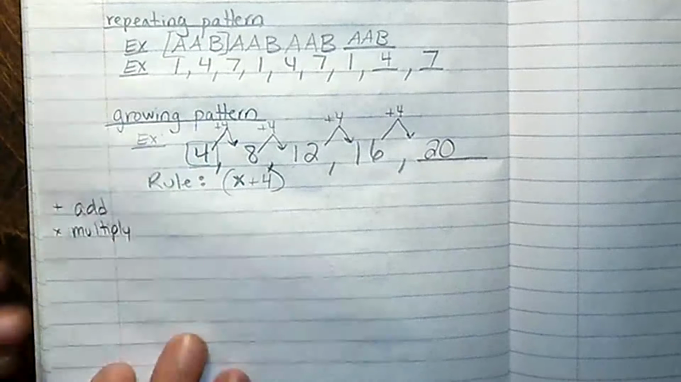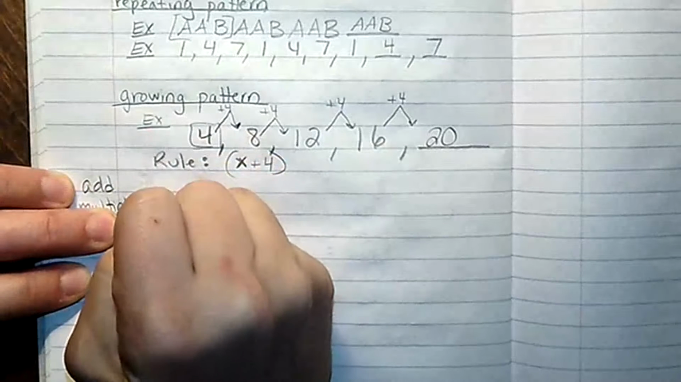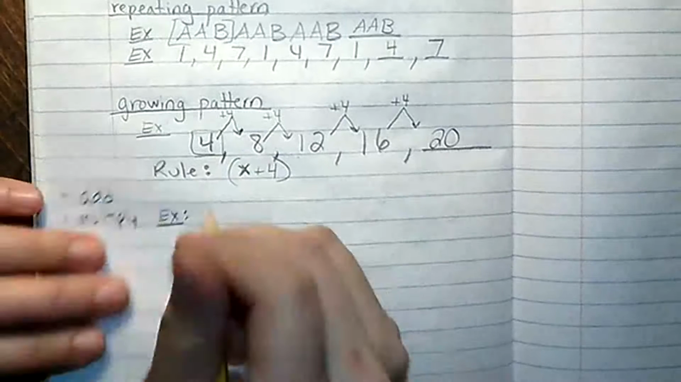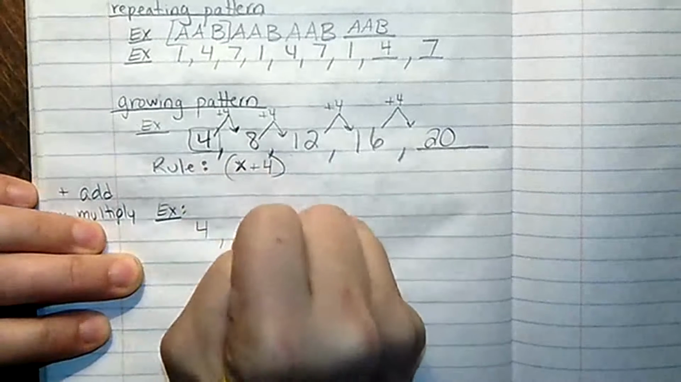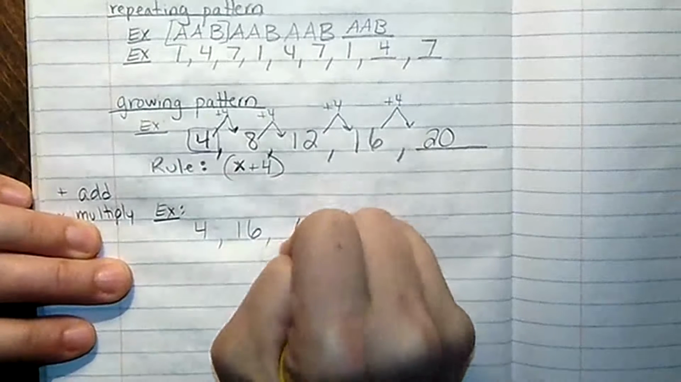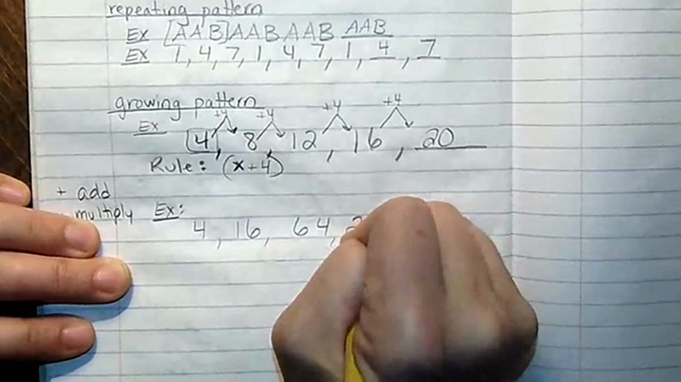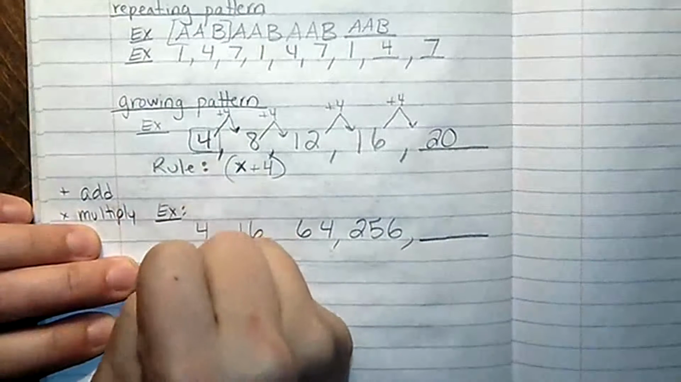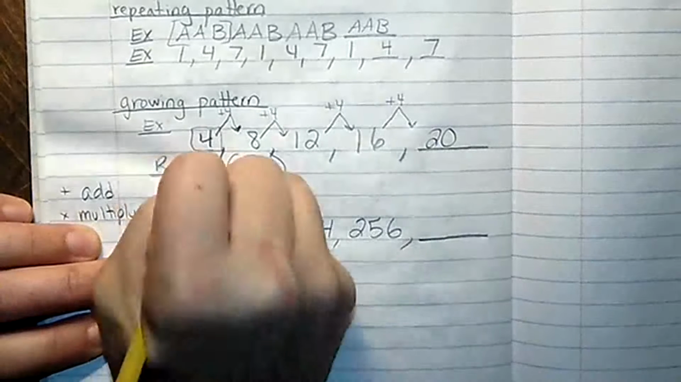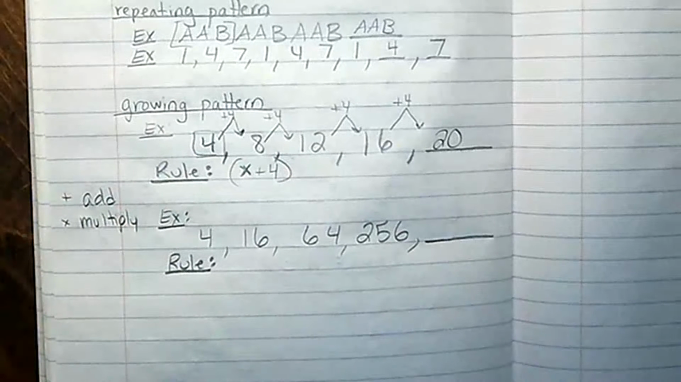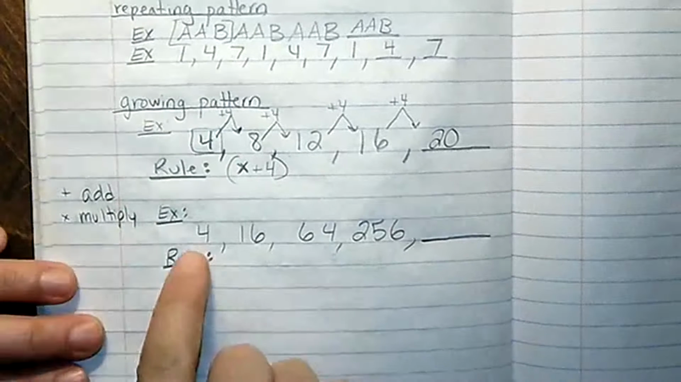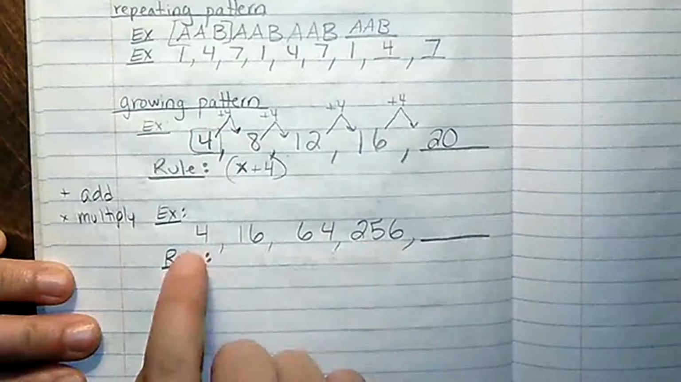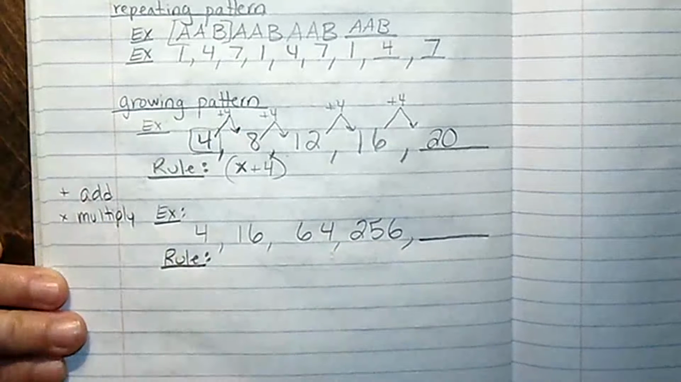All right, let's try another one. Here's an example. 4, 16, 64, 256, blank. I need to find the rule before I can figure out what goes in my blank. So I'm looking at my numbers. Are my numbers going up or down? 4, 16, 64, 256. They're going up. So I have to either add or multiply.